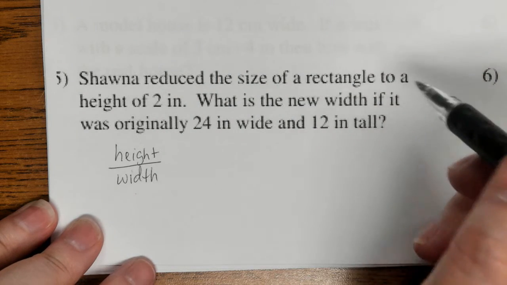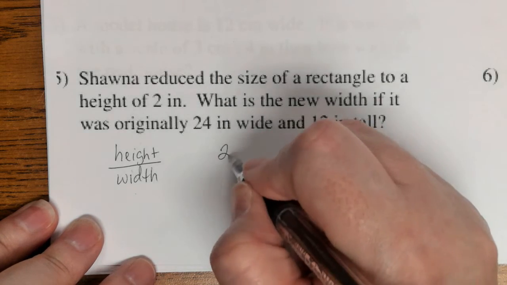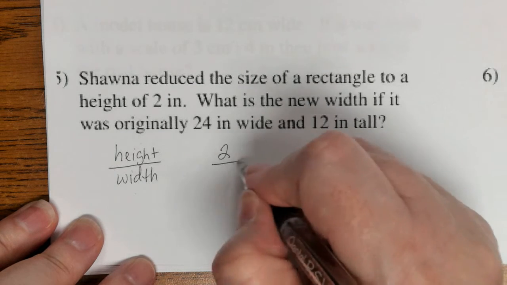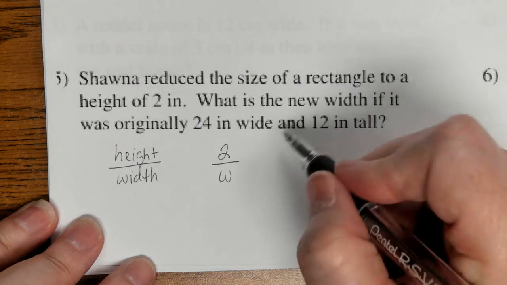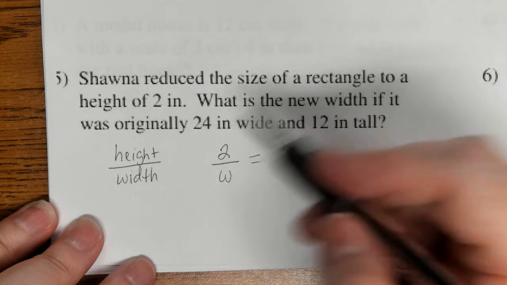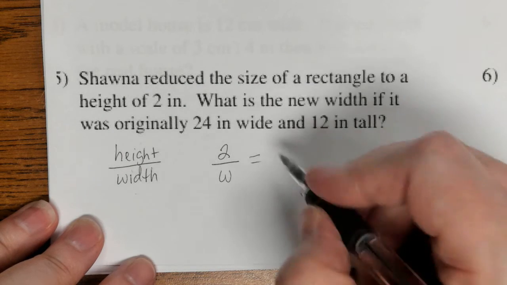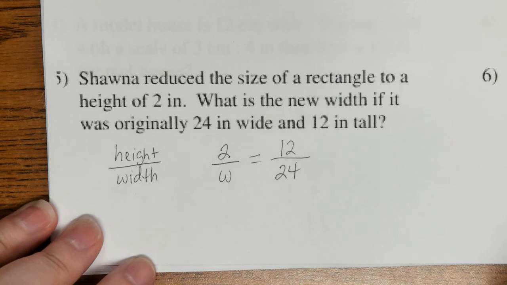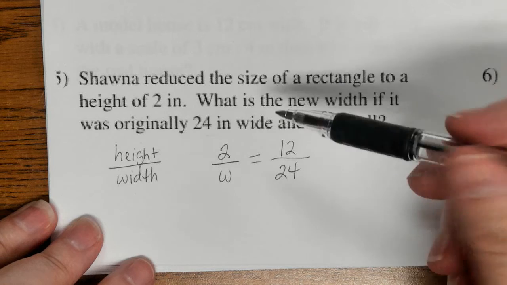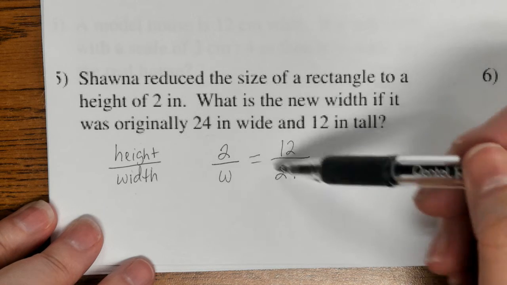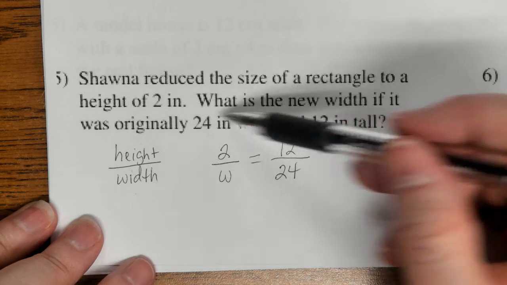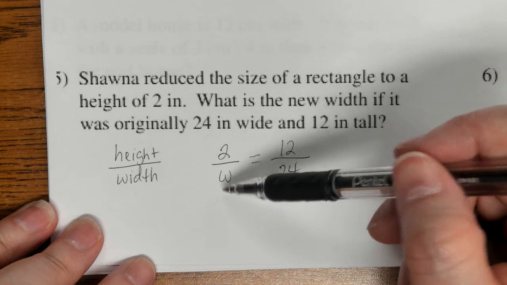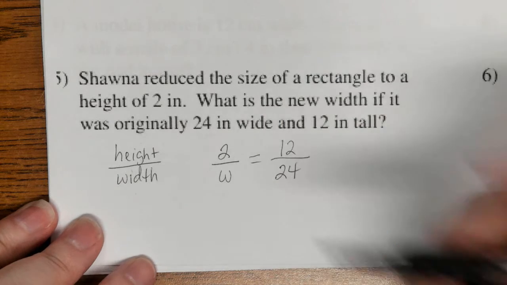So she reduced it to a height of 2 inches. And we want to know the width. So we don't know this. Okay. The original was 24 inches wide. That's width, so it goes on the bottom. And 12 inches tall. Okay. A common mistake I saw was putting 24 over 12 here just because that was the order they wrote it in. Which would be fine if you put W over 2 here, but you just got to stick with one.